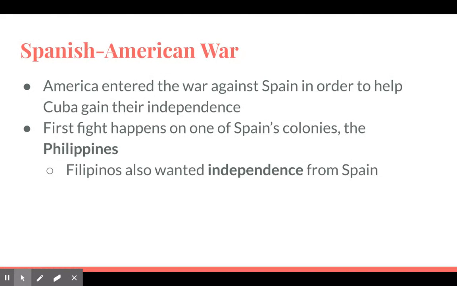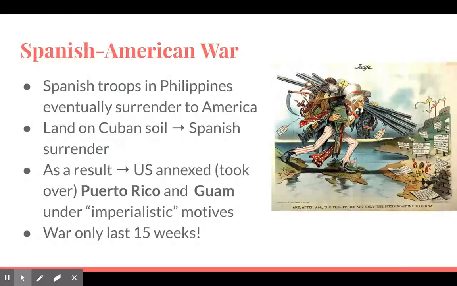Okay, so we first fight Spain in the Philippines. Spain controls the Philippines at this point. This is another country, in case you don't know. And you know what's crazy about this? The Filipinos also want independence from Spain. How convenient. So basically, we land in the Philippines, we fight with the Filipinos, we fight against Spain, and then boom, Spain surrenders. Check.